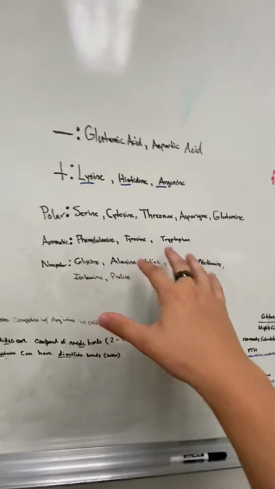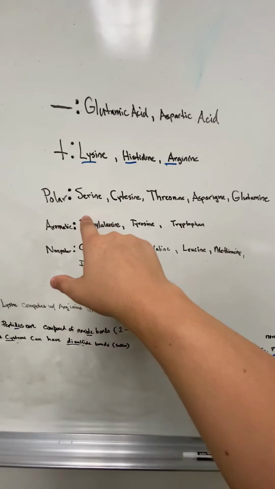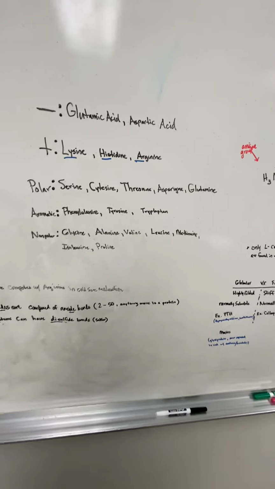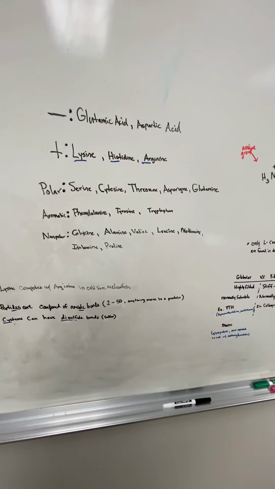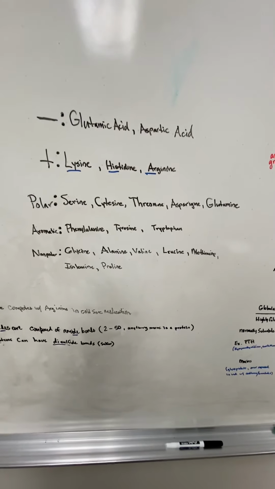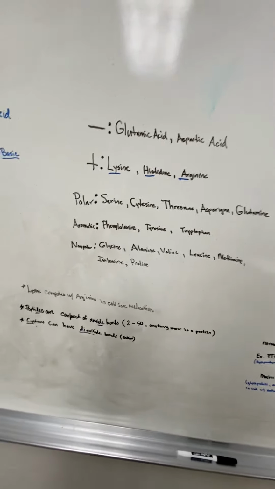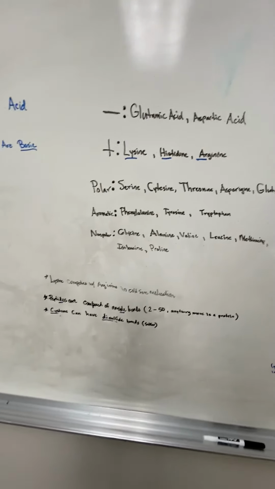I haven't made names for the polar, aromatic, and nonpolar, but it's serine, cysteine, threonine, asparagine, and glutamine. Aromatic is phenylalanine, tyrosine, and tryptophan, and then nonpolar is glycine, alanine, valine, leucine, methionine, isoleucine, and proline.